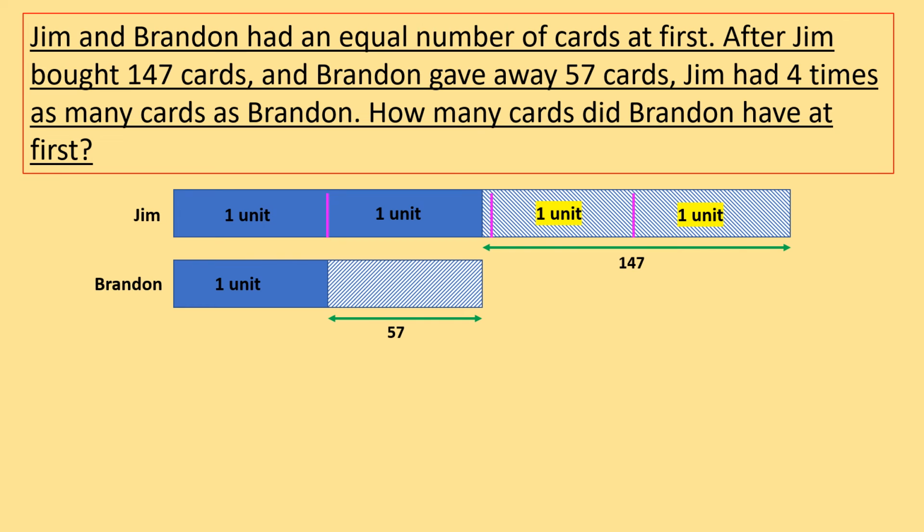So don't get confused and say 2 units equals 147. No, I have purposely put it such that the 1 unit starts over here. It's not that 2 units equals 147. So the number of cards Jim originally had equals 4 units minus 147, because this is what he had initially, right? Just the dark blue part. So this is 1, 2, 3, 4. You minus these extra parts. This is the number of cards Jim had originally.